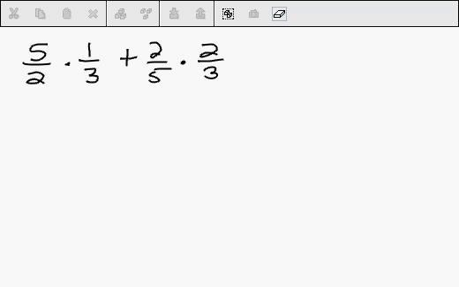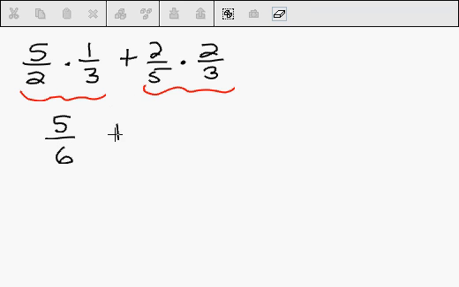So the first thing that we're going to do is multiply 5 halves times 1/3. And then we're going to bring the plus sign down, and we're going to come over here and multiply 2/5 times 2/3. When you're multiplying fractions, it's pretty straightforward. You're just going to multiply the numerators together. 5 times 1 is 5, over, and for the denominator we have 2 times 3, which is 6. That's all you got to do.